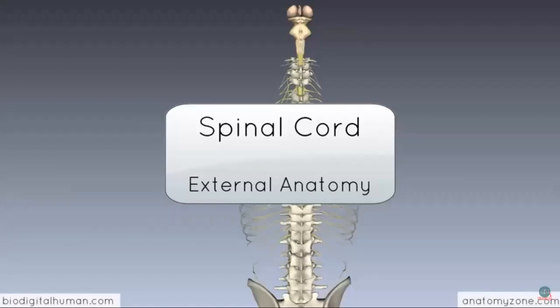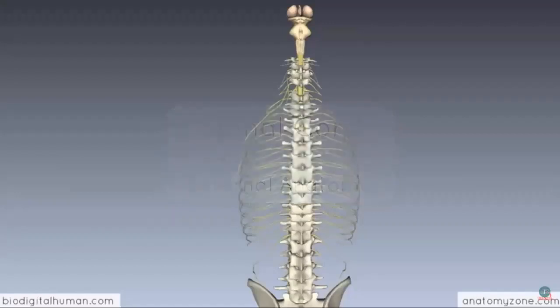The anatomy of the spinal cord. To begin with, we'll look at the external features and then we'll move on to some of the basic internal anatomy of the spinal cord. What we're looking at here is a model of the vertebral column containing the spinal cord, and you can see the brainstem at the top.